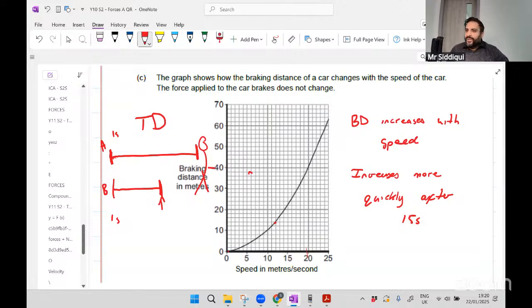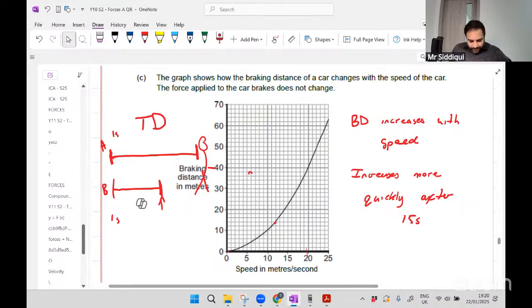Nothing to do with those things that affect your reaction time, but just by going slower, you will cover less distance in the same time. And that's a common confusion, which is your thinking distance is not the same as your reaction time. It's affected by your reaction time, but it's affected by speed as well, because from the physics equation, distance is speed times time. Hopefully that clarifies.